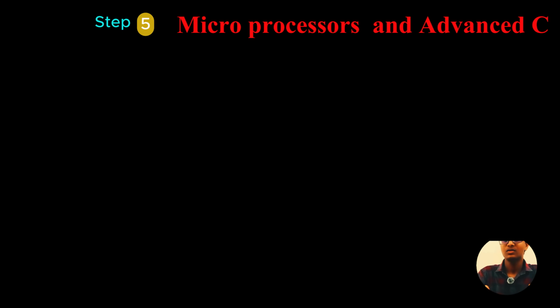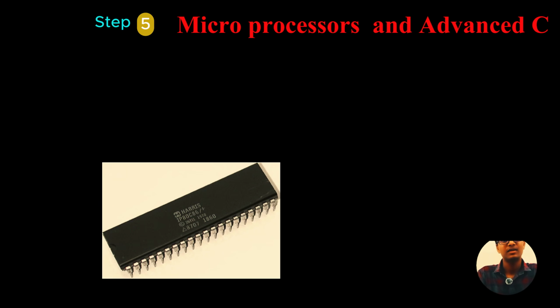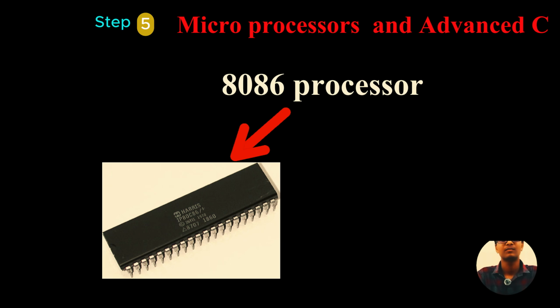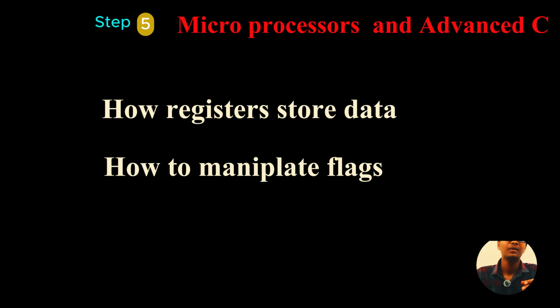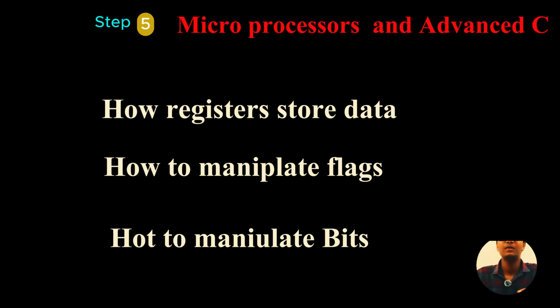Okay, and also there is a very old architecture called the 8086 processor. It lays the foundation for the new architectures. So I want you to go through the architecture of the 8086 and how the registers work, how you store your data in the registers, how you manipulate the flags, and how you manipulate the bits. I want you to understand these, and these are the concepts I want you to go through in this step 5.